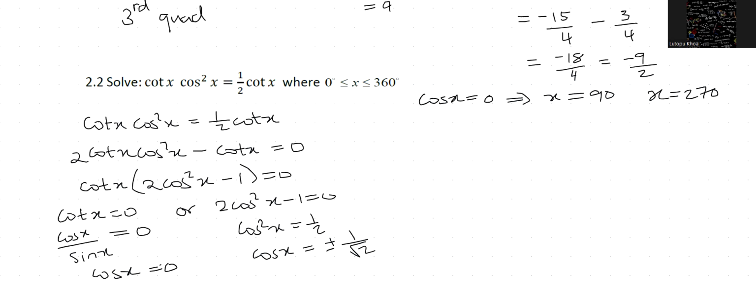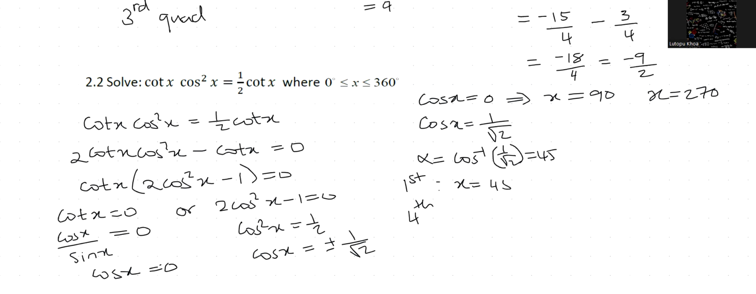And then the next one, we have cos x is equal to 1 over the square root of 2. These two equations here, you must solve each of them. Alpha is cos inverse of 1 over the square root of 2, and this is 45. Then this is in the first and the fourth quadrant. So in the first quadrant, x is equal to 45 degrees. In the fourth quadrant, x is equal to 360 minus 45. This is 315 degrees.